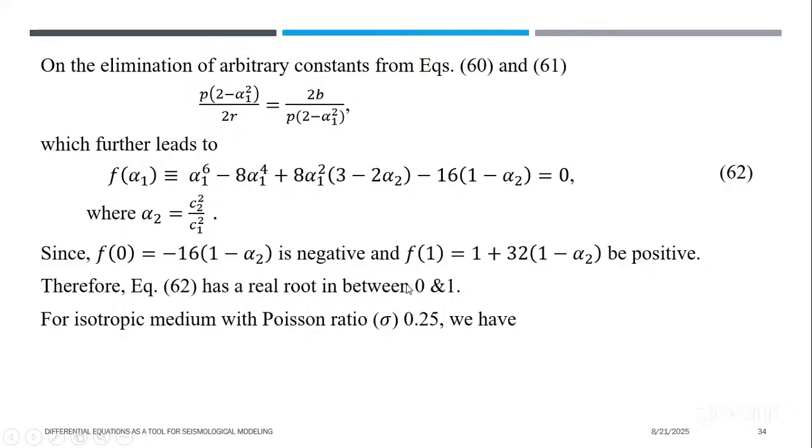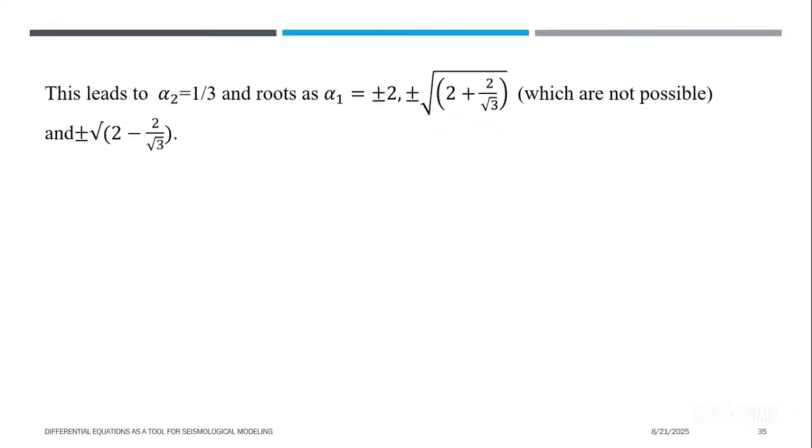And now to get the exact value, we are considering the Poisson ratio for the medium as 0.25. For this particular Poisson's ratio, both our stiffness constants, lambda and mu, become the same. And we get all 6 roots like this. But we are interested in those roots which lie between 0 and 1.